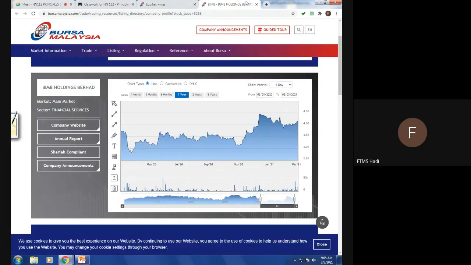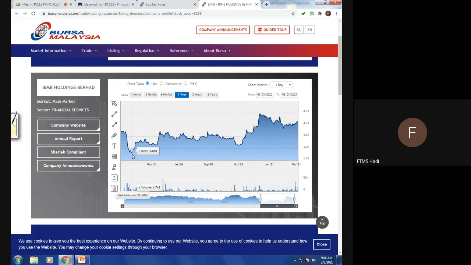Anyone? Bullish. Okay, how about the others? Any other answer? As you can see, this one is more on bullish. You can see the trend, for example, from 2 ringgit 82 cent in April, I guess April 2020, it goes up to 4 ringgit 46 cent. So as you can see here, 2.8 into 4.46.